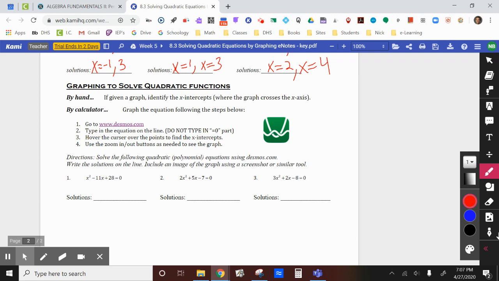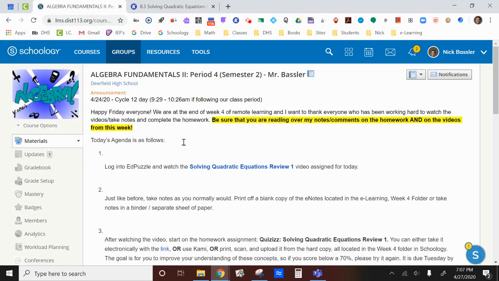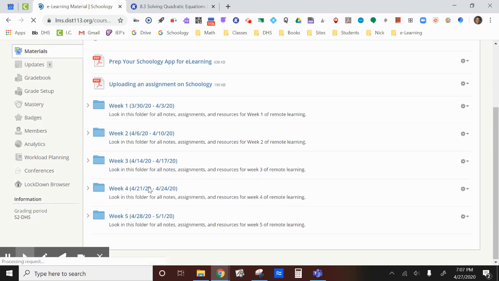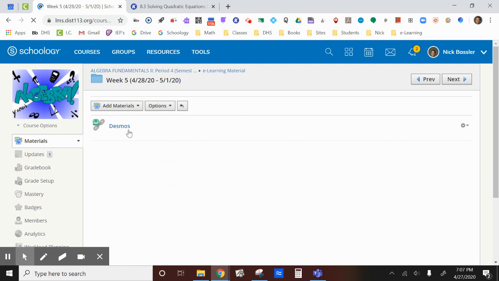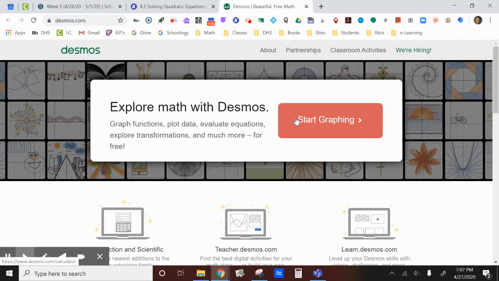We're going to use desmos.com. It's hyperlinked here in the notes, but I also have it linked in our e-learning materials folder for week 5. So I got that link right there. When you do the homework, we can use this link here to get to Desmos. We can just hover over and click on Desmos, and we can start graphing.